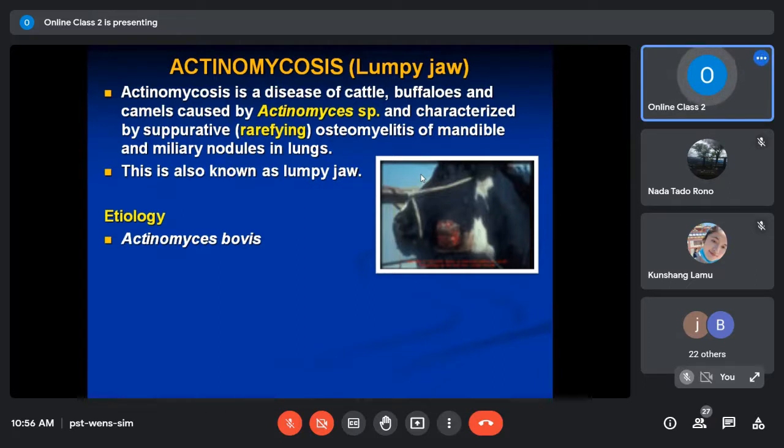And again, it is a very common bacterial disease of cattle, buffaloes, as well as camels, caused by Actinomyces bovis. Okay, and the main characteristic lesion here is suppurative osteomyelitis. That means inflammation of the bone as well as the bone marrow. That is known as osteomyelitis. It particularly affects the mandible, and sometimes it may spread towards the lung.